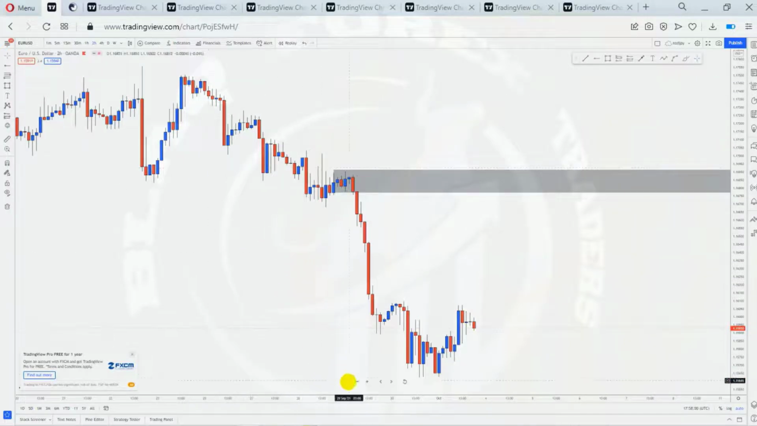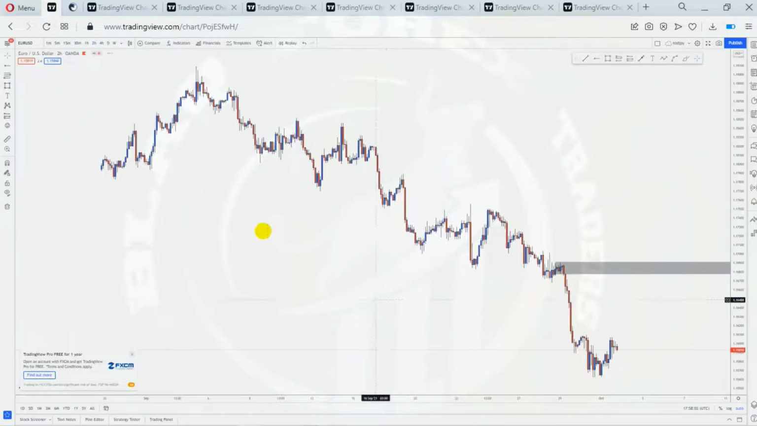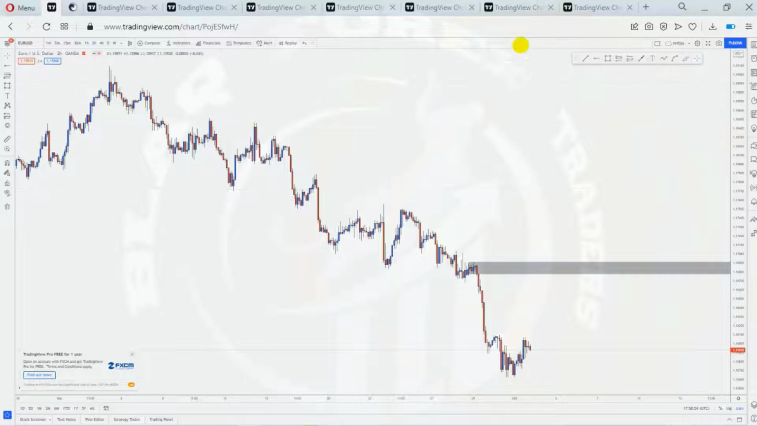If I zoom it out, you can see that it has been in a downtrend even on a small time frame, breaking previous lows. As you can see here, breaking the previous lows with a small adjustment. Same thing here. So I'm anticipating them to come here and test this level, then we continue with the downtrend.